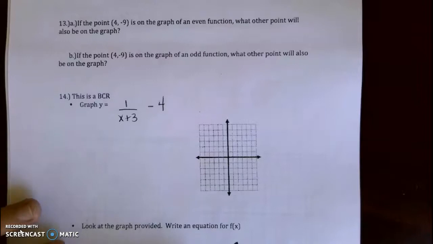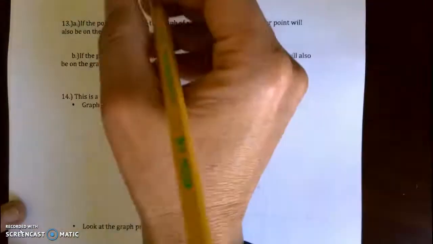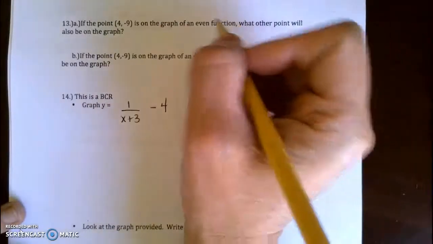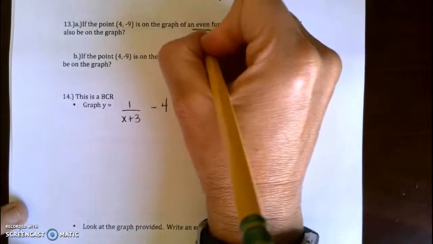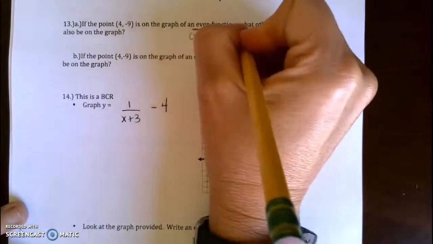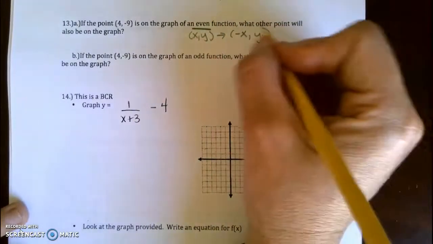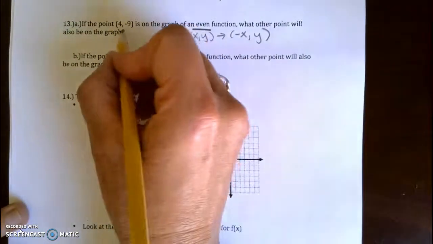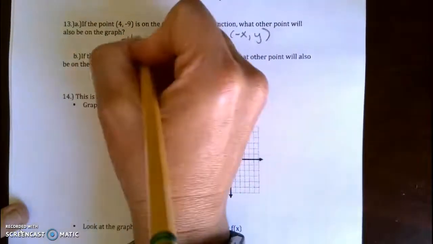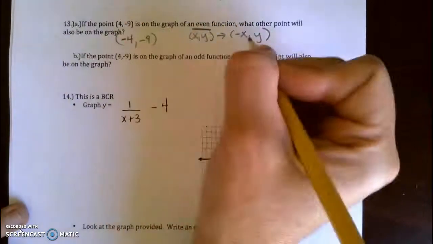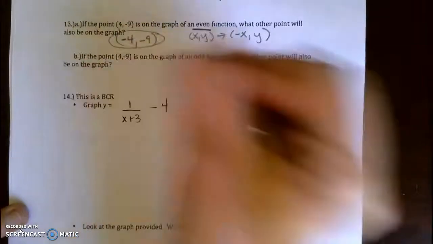Question 13. This is, I think, the fourth time now we've done this type of question on the review. If the point (4, -9) is on the graph of an even function, remember, (x, y) becomes (-x, y). Why? Because we're reflecting over the y-axis. Y doesn't change. So (4, -9) is going to become (-4, -9). Notice that the first coordinate changed, but the second one did not.